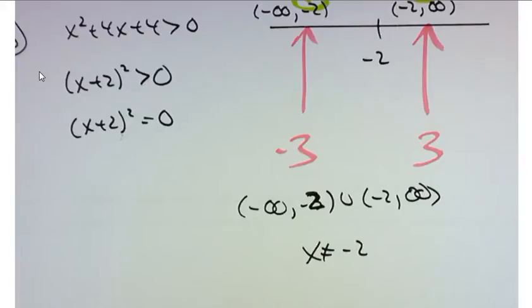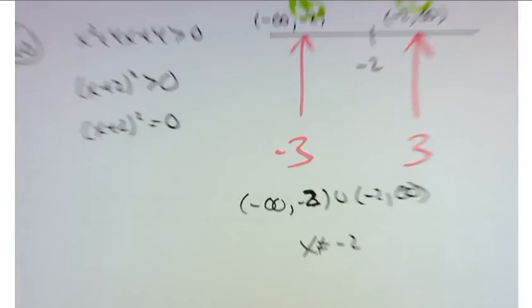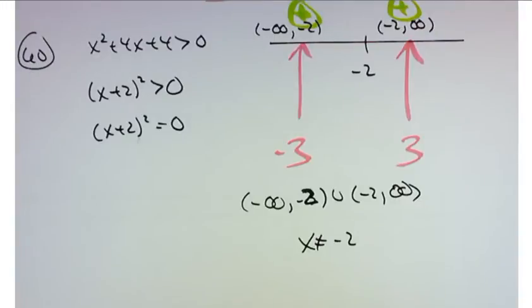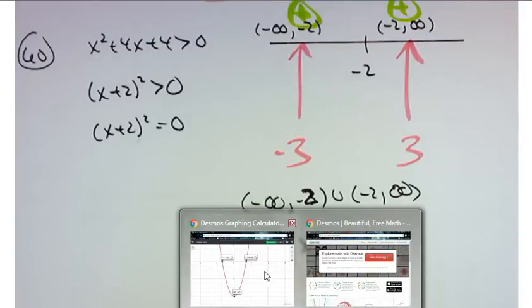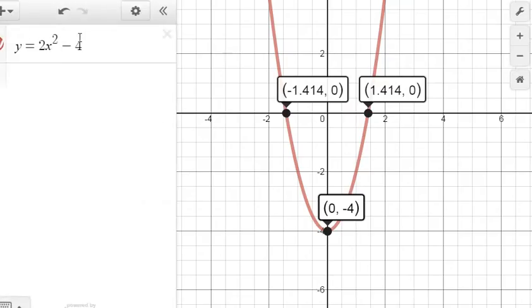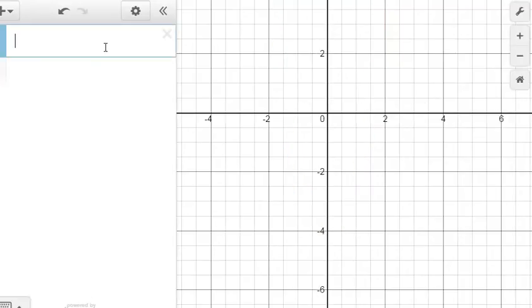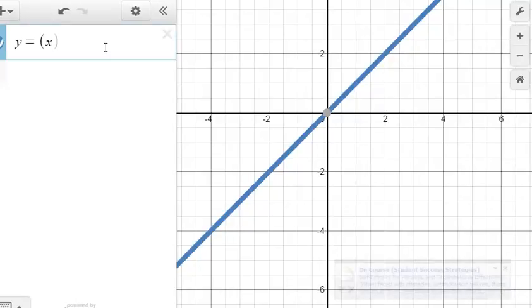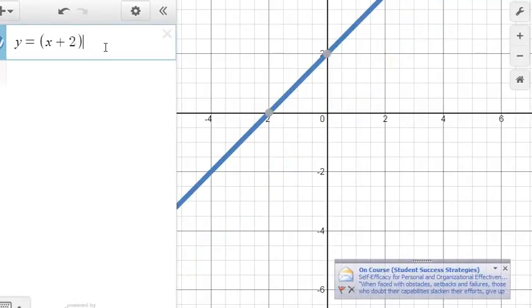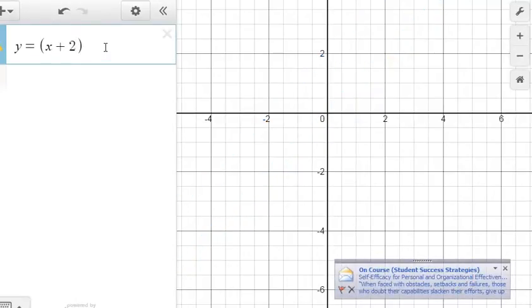But why are we getting such a strange result? I mean, it didn't even alternate in sign. The answer comes when you look at the graph. So let's ditch this one. Take a look at y equals, let's just do x plus 2 squared, like that.